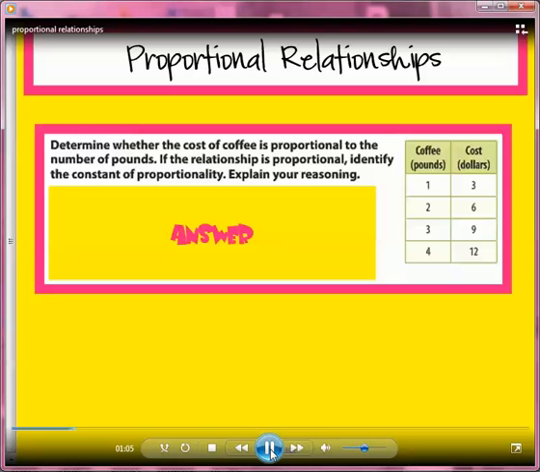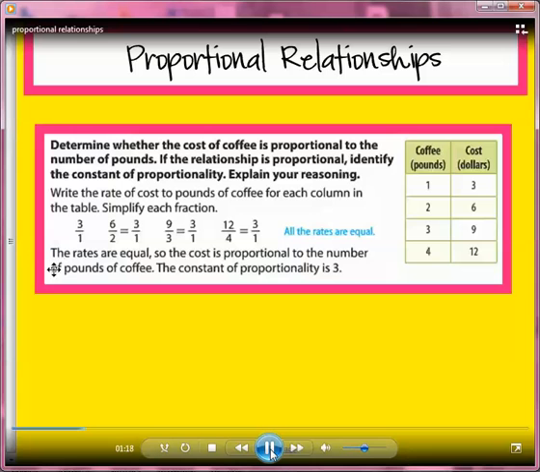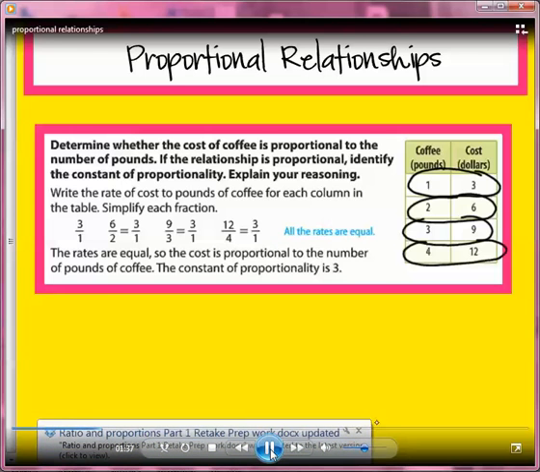So in this example, they want us to determine whether the cost of the coffee is proportionate to the number of pounds. So if the relationship is proportional, they want us to identify the constant of proportionality. So the way we do this is we look at the unit rates. So we look at how much it costs for each pound of coffee. Here it's $3 for 1, here it's $6 for 2, $9 for 3, and $12 for 4. If we simplify all these, all the rates are equal, which means the constant of proportionality is 3.